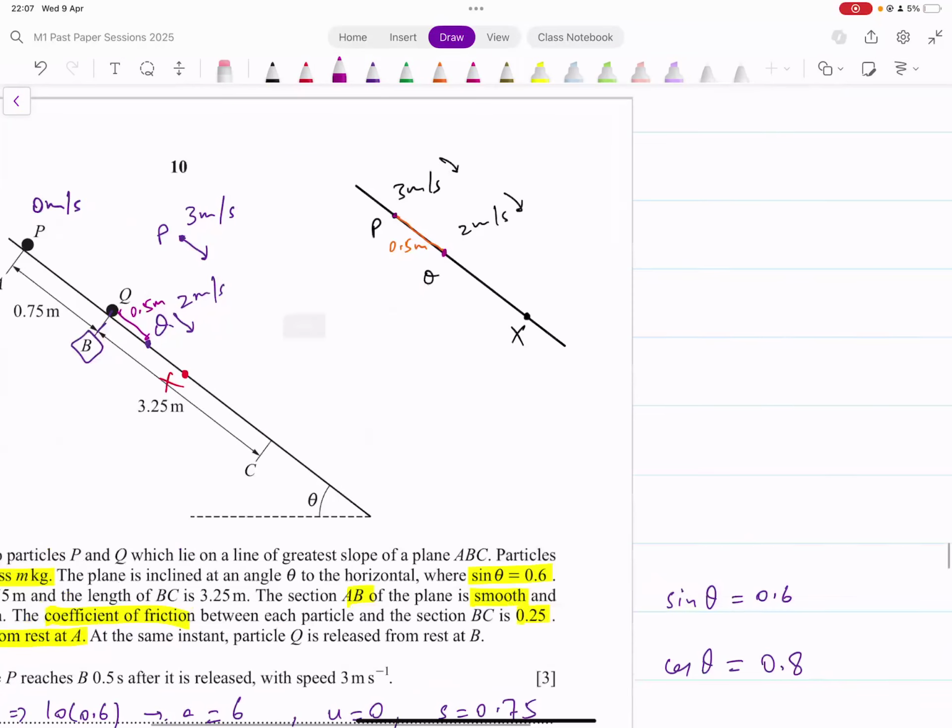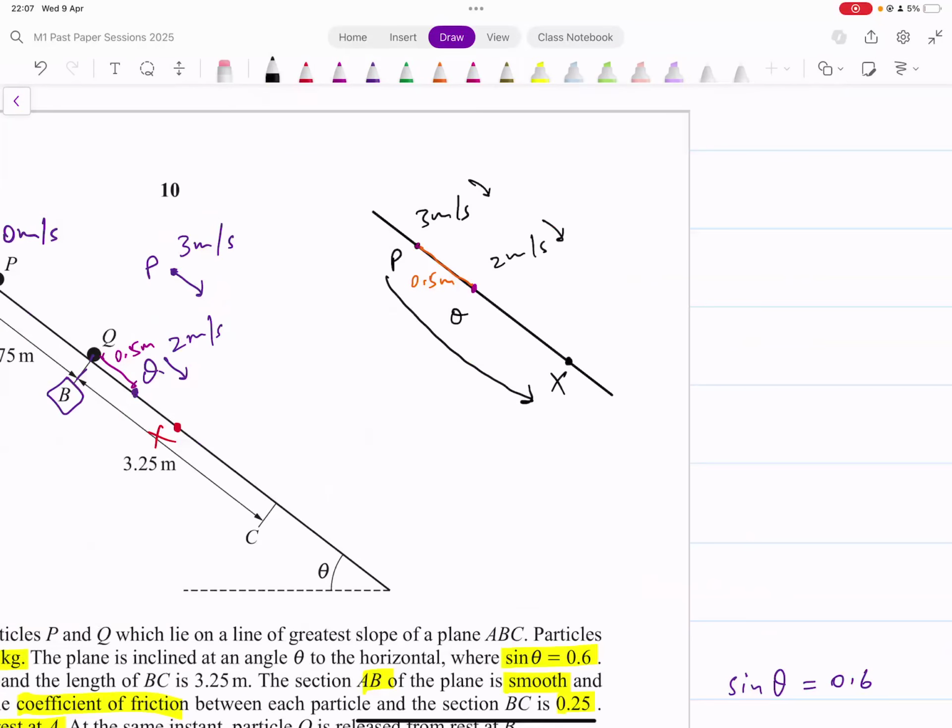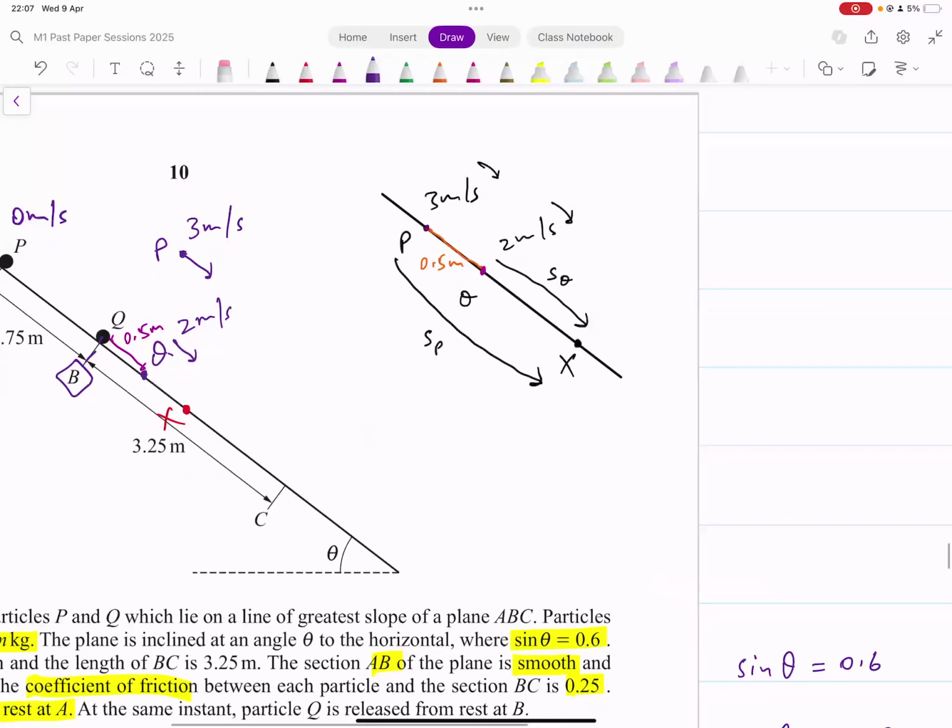P reaches the point X and Q also reaches the point X from their current positions. If they have to reach that point X where they collide with each other, P has to travel, let's say, a distance SP. Q has to travel a distance SQ. Which one is bigger? SP is bigger. P has to travel more distance and Q has to travel less distance, right? What's the difference between those two values? 0.5.